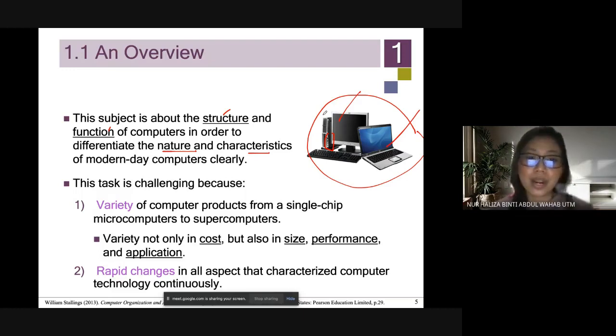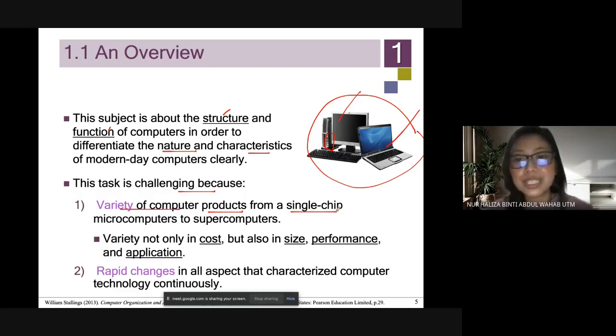So the same goes to what we're going to learn. This task is challenging because of the variety of computer products. You have a lot of brands of computers, right? You have Toyota, you have Apple, you have HP, you have Lenovo. Most of them also differ in physical looks and also in architecture and so on. Different brands sometimes have different architecture in the computer itself.